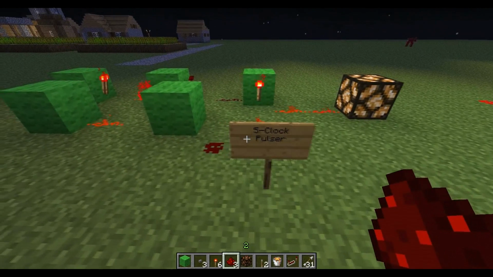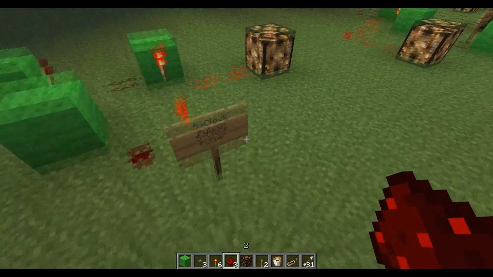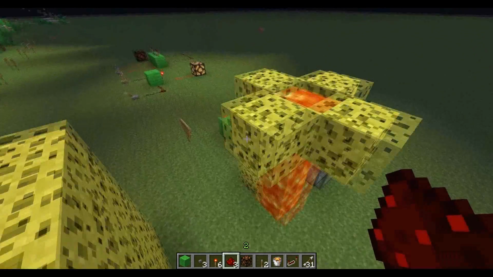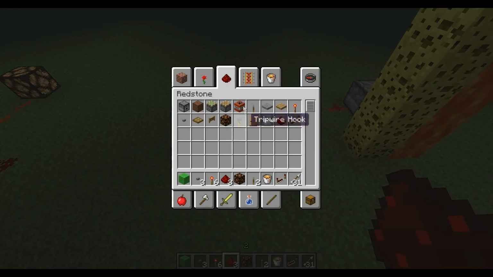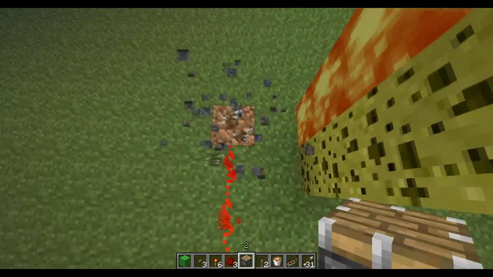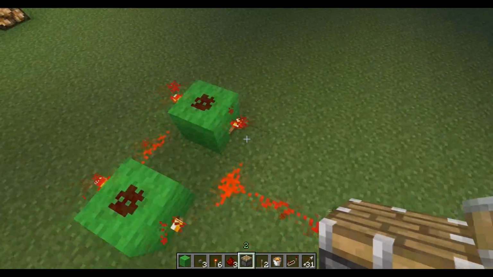And here we are. Here's a clock pulsar. This is just like this rapid pulsar over here, apart from the rapid pulsar is more rapid. So we try and put a piston on it. Try and make it upwards. And we do this.